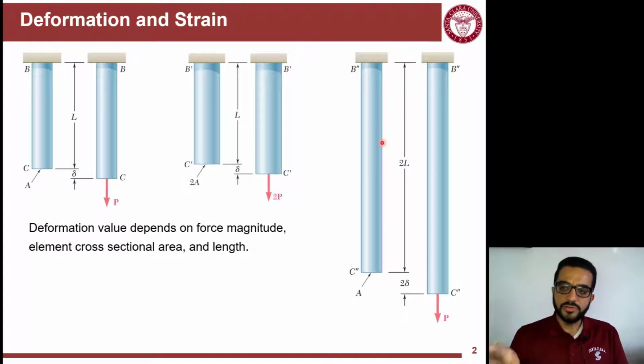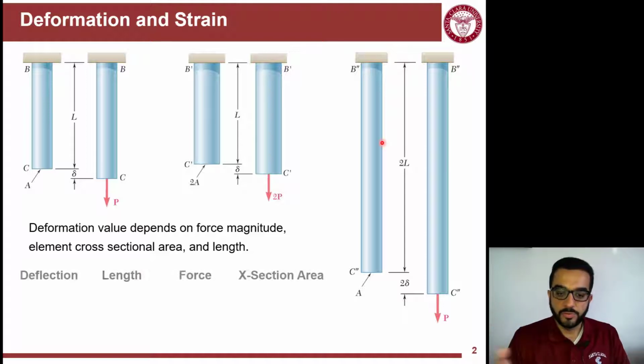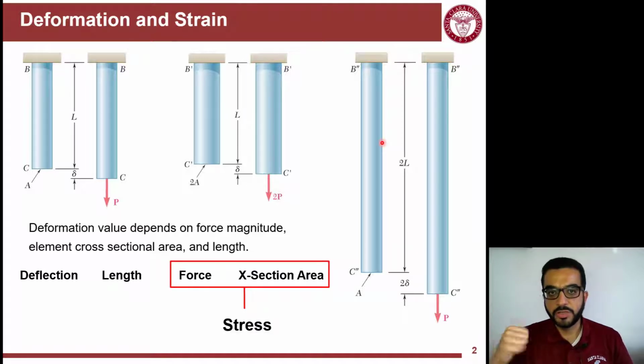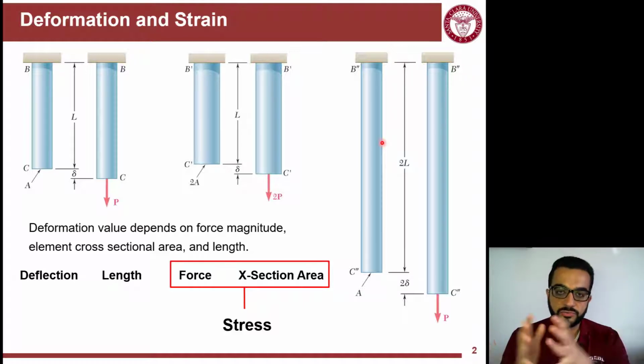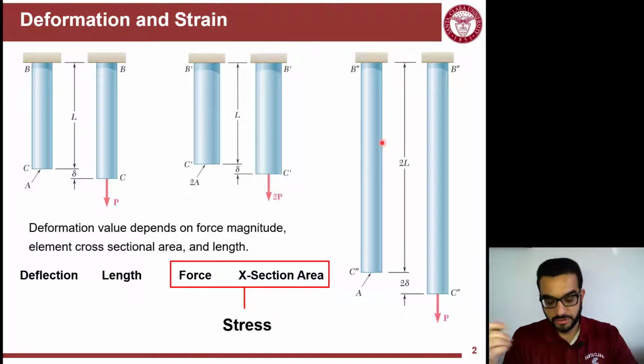This example shows that the deformation, how much the member elongates or contracts under a tension or compression force, depends on the magnitude of the force, the cross-sectional area of the member, and the length of the member. I'm trying to put all these variables together now: deflection, length, force, and cross-sectional area. If you remember from lesson 1, what relates force to a cross-sectional area? It's stress, right? Force over the cross-sectional area is the stress.